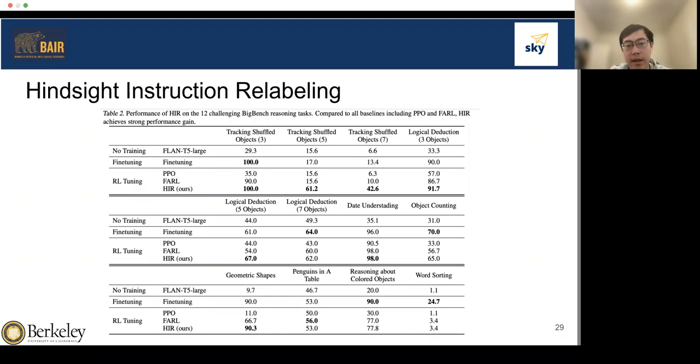So this again shows some evidence that the traditional PPO algorithm, or the traditional RL algorithm, could be a little bit hard to get working. And we do have some benefit to introducing a more stable algorithm, either this final answer RL or this our HIR algorithm here.